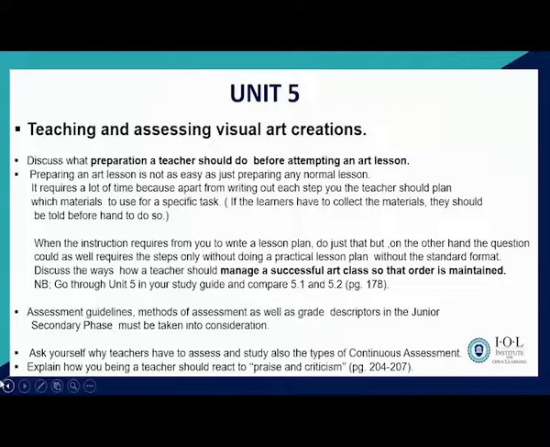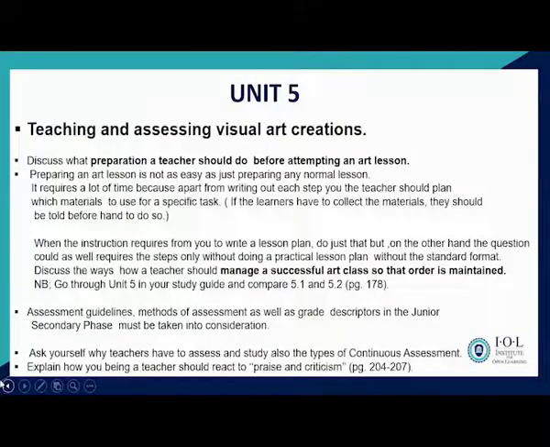What do we have in Unit 5? Teaching and assessing visual art creation. Very, very, very important. Evaluate, assessment. How do I assist? You have all those learners who are coming up, like we're talking about art, whether it's dancing, whether it's drawing, whether it's what type of art, it doesn't matter. How shall we assess this work? It's not just taking a pen and write, but look at the different components.